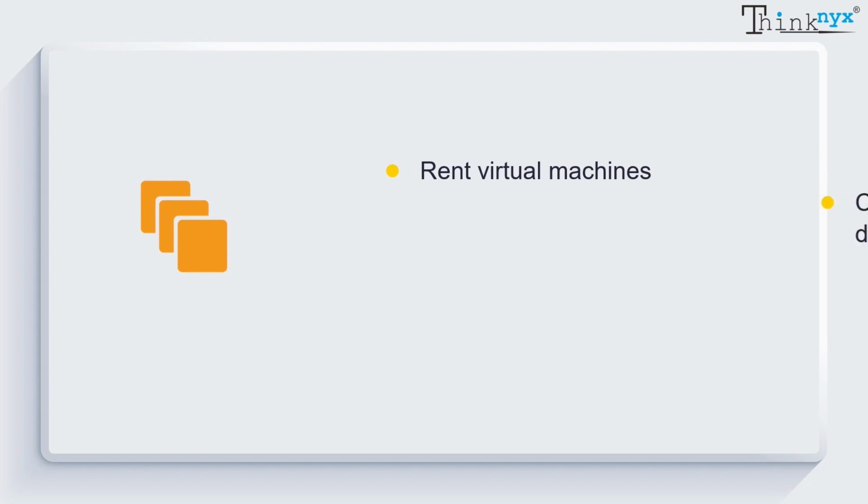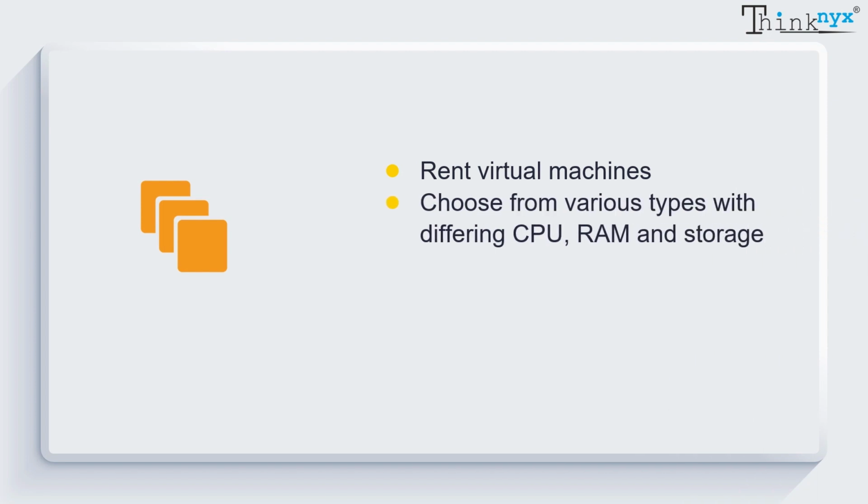Before we jump into the demo of EC2 creation, let us understand what EC2 is. EC2 stands for Elastic Compute Cloud. With EC2, we can rent virtual machines. These are called EC2 instances. Based on our requirement, we can choose various types of instances with differing CPU, memory, speed and storage. With EC2, there are no long-term commitments. We can pay only by the hour or even by the second depending on the instance type.